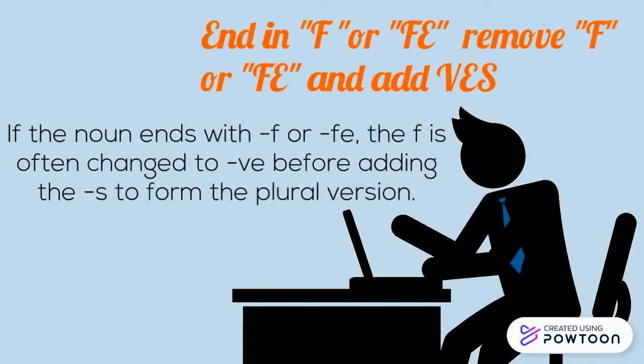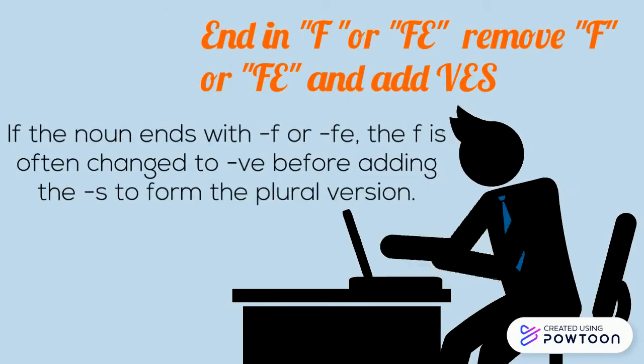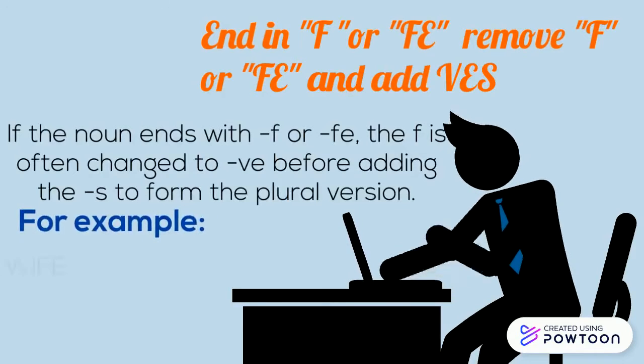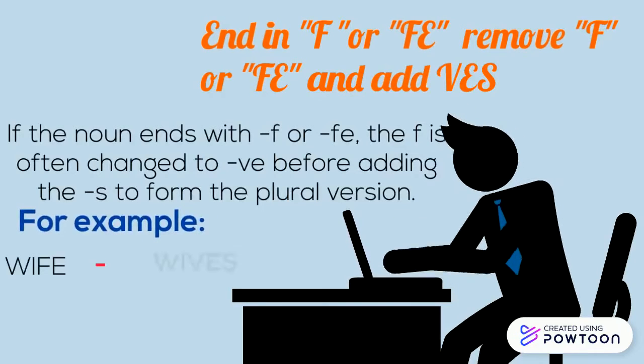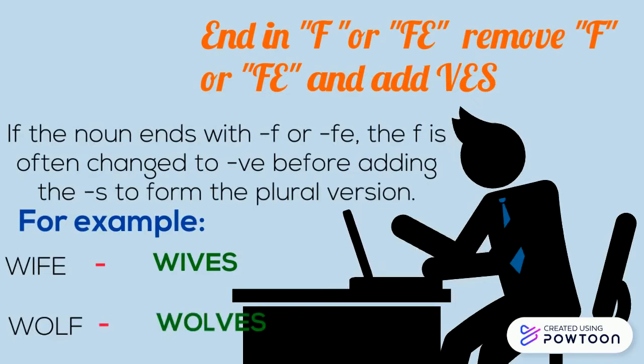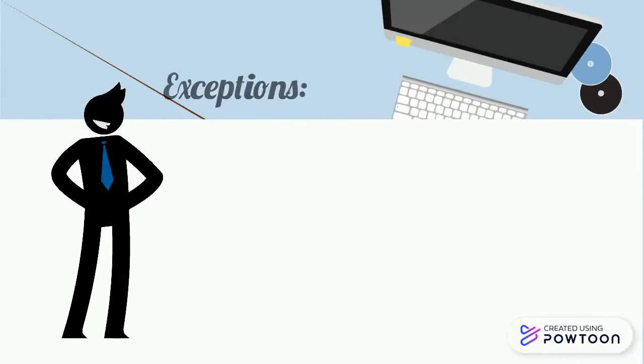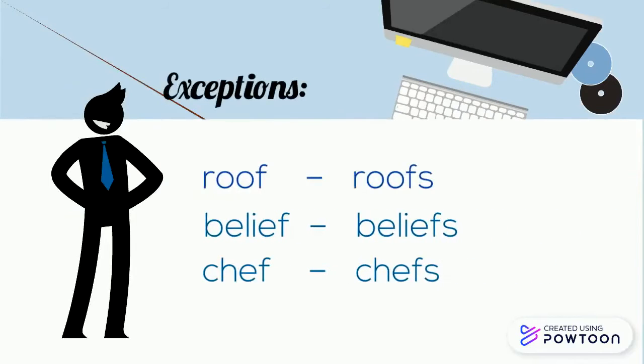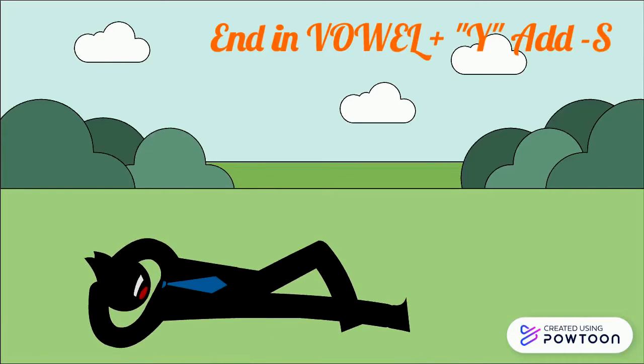The next rule, if the noun ends with F or FE, the F is changed to VE before adding the S, for example, wife and wolf. But we have some exceptions with these words, roof, belief, chef, and chief. Look at this example and compare it.